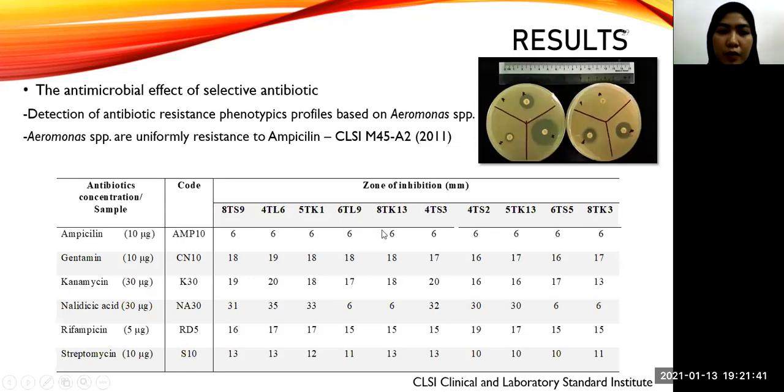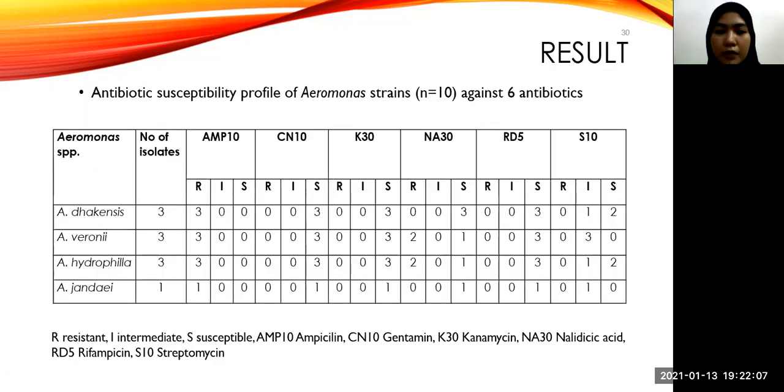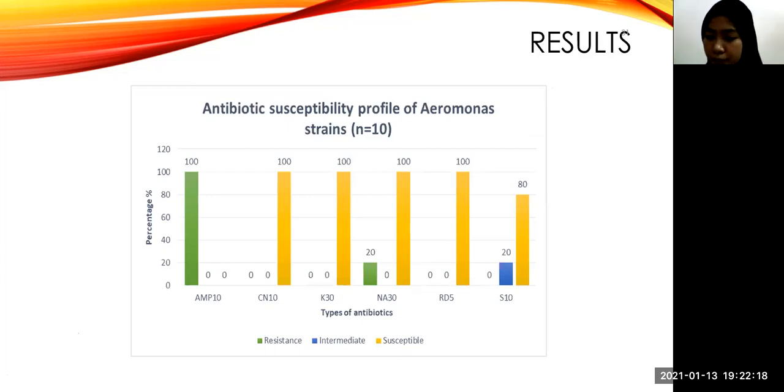So this is the detection of antibiotic resistant phenotypic profiles. As you can see here, for ampicillin, Aeromonas spp. are uniformly resistant, and the diameter of the zone of inhibition is the same for all ampicillin. So this is the antibiotic susceptibility profile. However, for other antibiotics, Aeromonas was sensitive to nalidixic acid, kanamycin, gentamicin, and rifampicin.